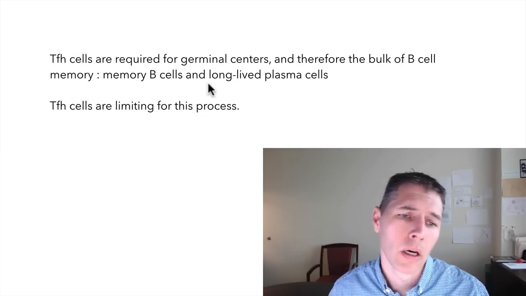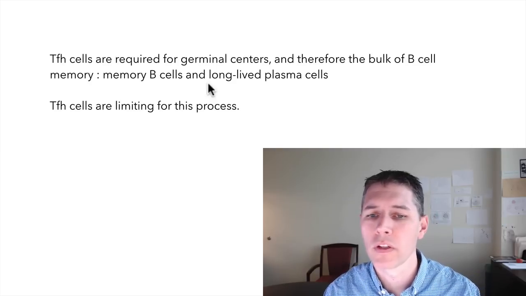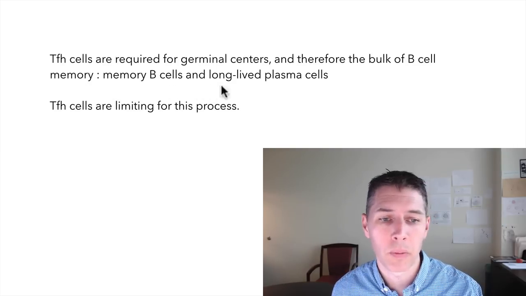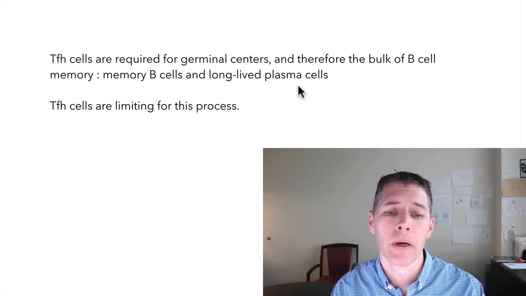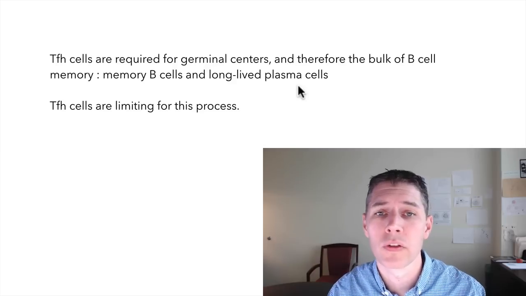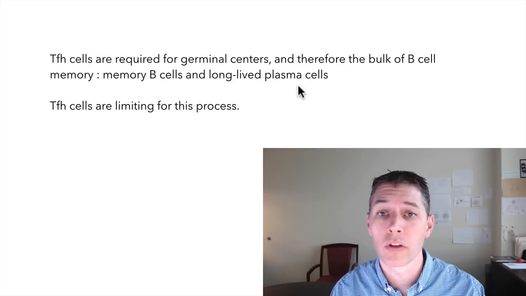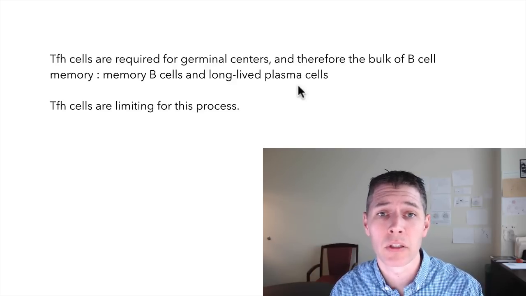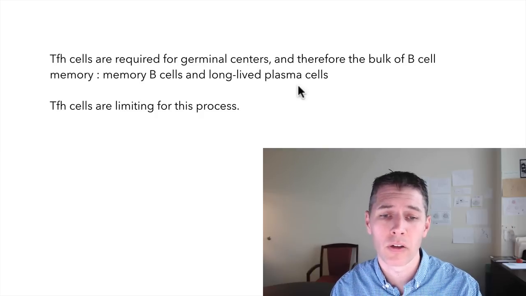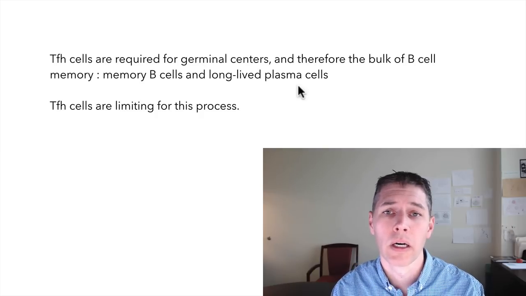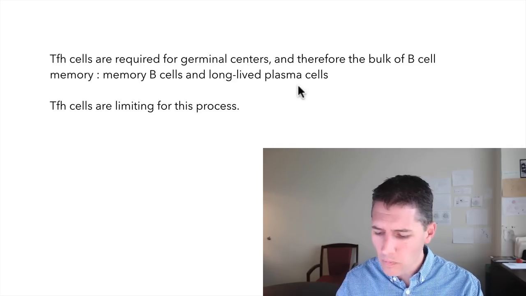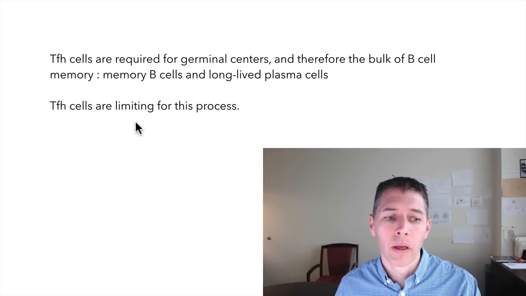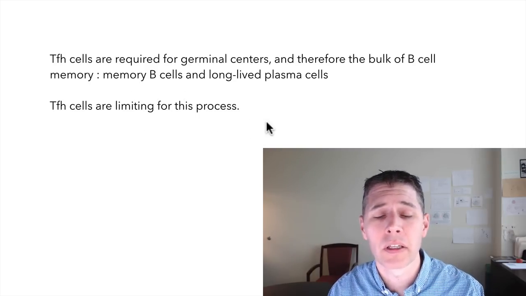Most generally, TFH cells are required for germinal centers and therefore the bulk of B-cell memory, both memory B-cells and long-lived plasma cells. And as they are required for germinal centers, they're essential for the somatic hypermutation and affinity maturation of B-cells that occurs there, and therefore they're essential for most high affinity antibody responses if those responses are T-cell dependent. And in multiple experimental contexts, TFH cells have been found to be limiting for this process.